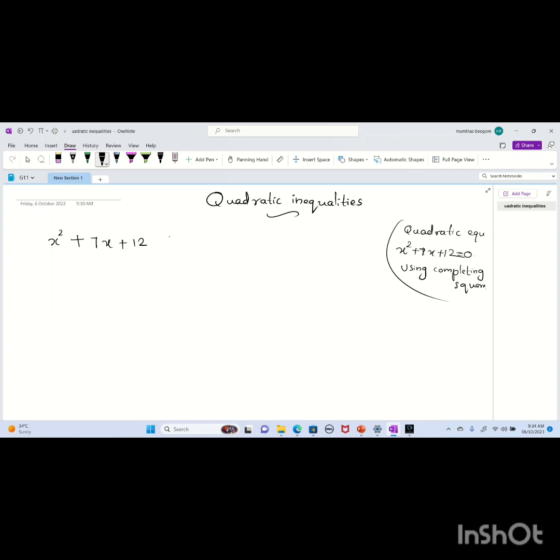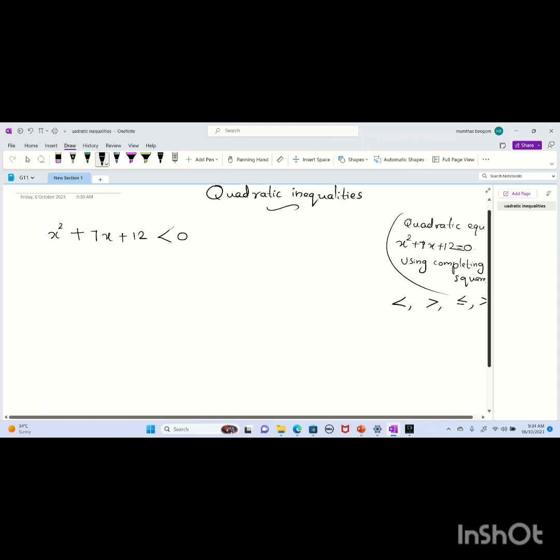But instead of equal, if I write less than 0, that means this is an inequality, right? So we have the inequalities less than, greater than, less than or equal to, greater than or equal to. So if x square plus 7x plus 12 less than 0, this is an inequality. First of all, what we do, we take this whole equation, x square plus 7x plus 12, to the left side, we take it as y.